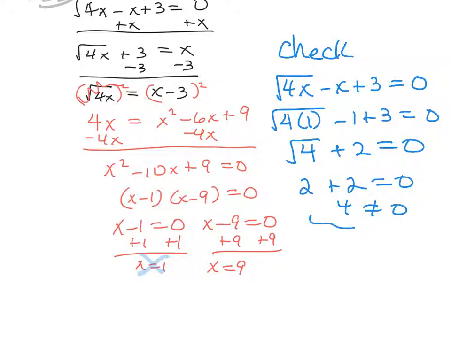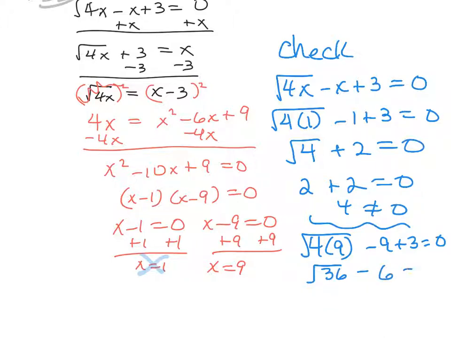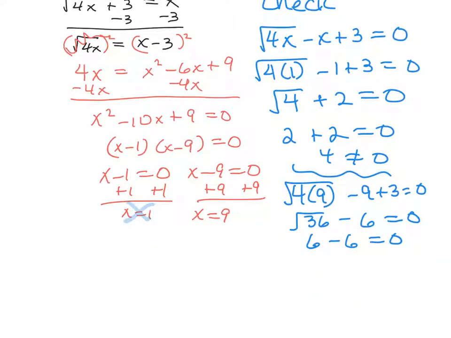Let me try the x equals 9. 4 times 9 minus 9 plus 3. 36 minus, and I'll go ahead and simplify negative 9 plus 3 and get negative 6. Square root of 36 is 6. 6 minus 6 is 0. This one checks. So x equals 9 is a good solution.